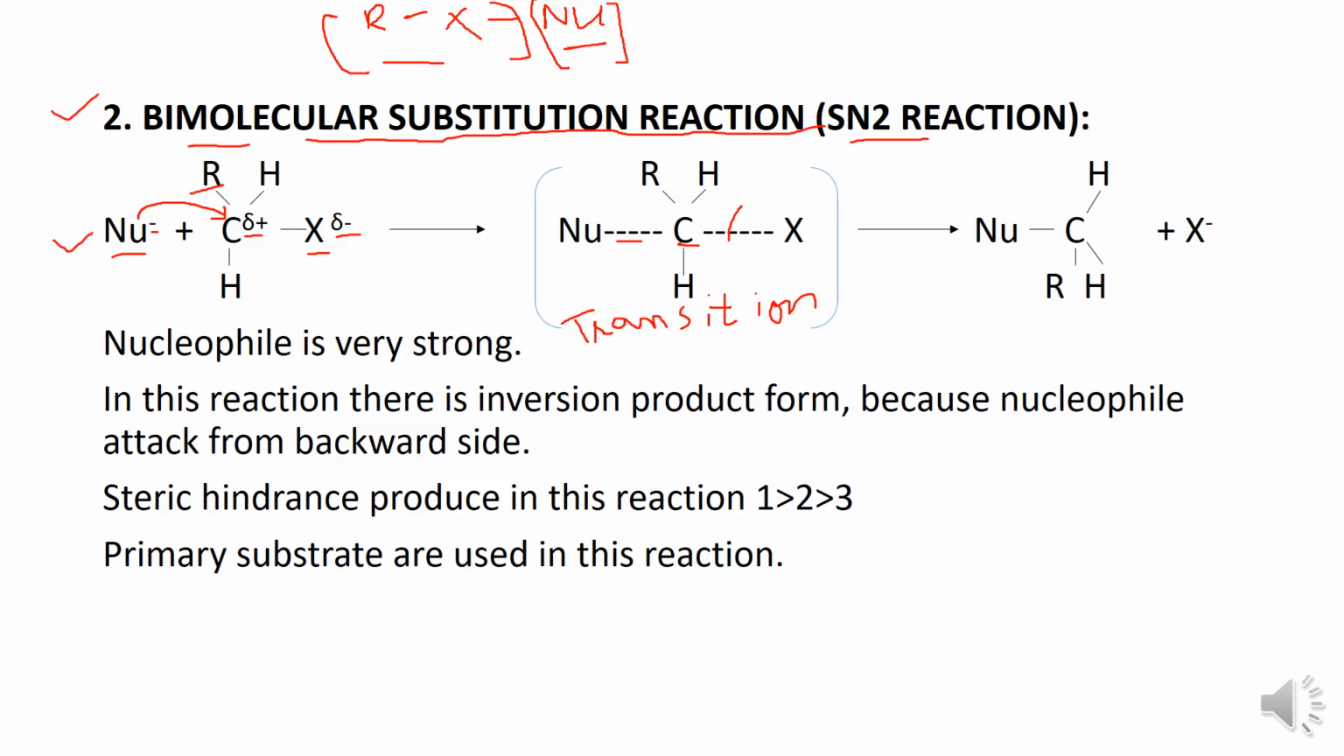In the transition state, there are two things: the nucleophile has a negative charge and the halogen has a partial negative charge. So the halogen will separate from the carbon and the nucleophile will make a strong bond with the carbon, and the positions of the molecules on the carbon, hydrogen and the alkyl group, are changed.